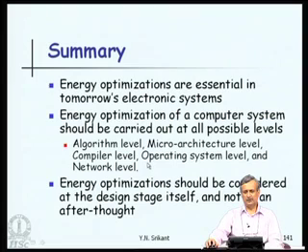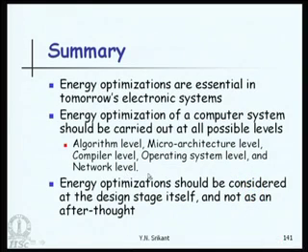So, now we come to the end of this energy based software system lecture. Let us summarize. Energy optimizations are essential in tomorrow's electronic systems. Energy optimization of a computer system should be carried out at all possible levels: the algorithm level, microarchitecture level, compiler level, operating system level, and also the network level. It is not a good idea to forget some of these and say, let just the compiler or operating system handle my requirements, and I will not do anything at the algorithm or microarchitecture level. We need to try hard at every level in order to optimize energy.